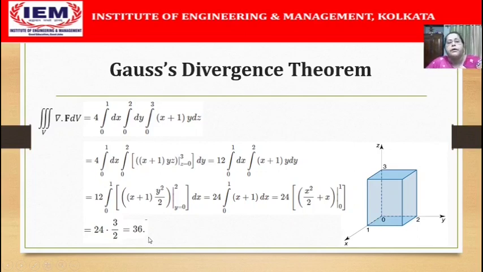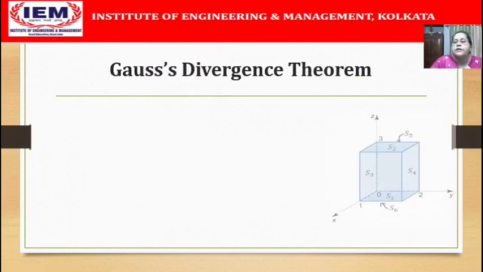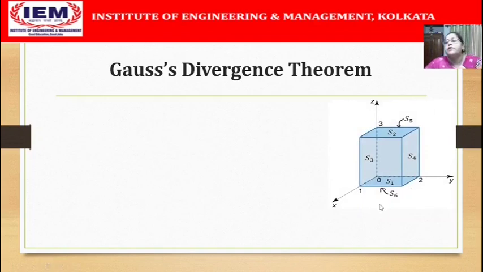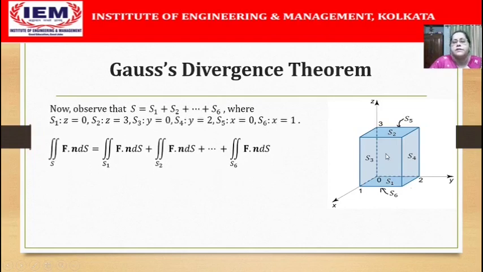Now the next step is to evaluate the surface integral. But as we proceed to do that, let's observe that the surface of the rectangular parallelepiped actually consists of 6 surfaces, the 6 faces of the rectangular parallelepiped, which here we have denoted as S1, S2 to S6. And let us look into the equations of these surfaces. So S1, this is the surface on the xy plane. So this is nothing but z equal to 0. This z equal to 3, we have denoted as S2.